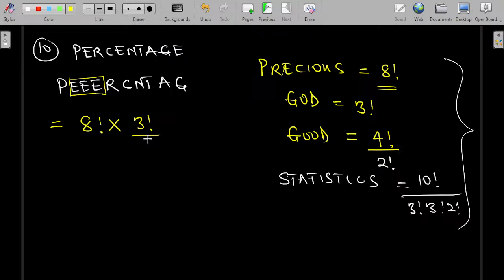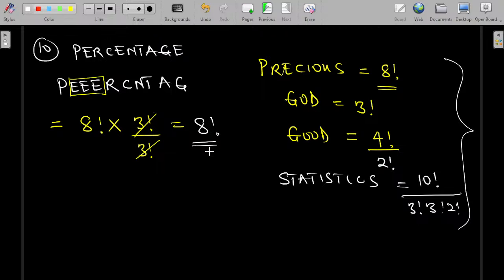Is there repetition there? Yes. The E repeated itself 3 times. So you divide by another 3 factorial, which means that the 3 factorial will cancel the 3 factorial, and your answer is only 8 factorial. Wow. My God. So the solution to number 10 is 8 factorial.